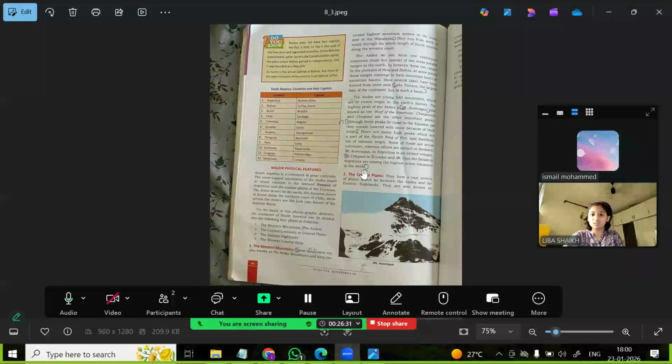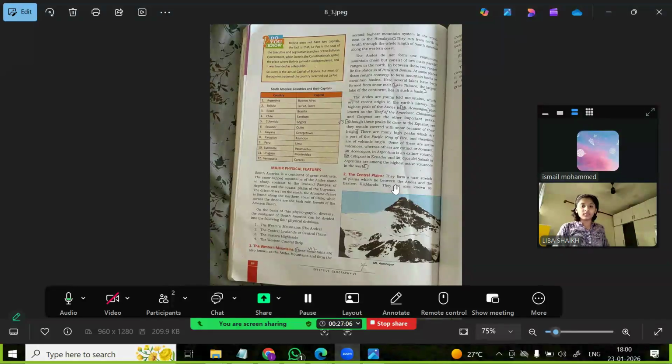The second one you need to remember, and the third one, is Mount Aconcagua, which is also called the roof of America. Then Mount Cotopaxi, that is in Ecuador, has the highest active volcano, and Mount Aconcagua is in Argentina. These things you need to remember. Apart from that, Lake Titicaca is the largest lake in the continent. This is about the physical features of the western mountains.